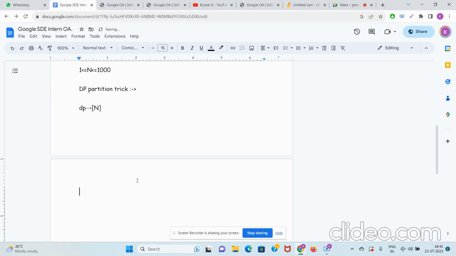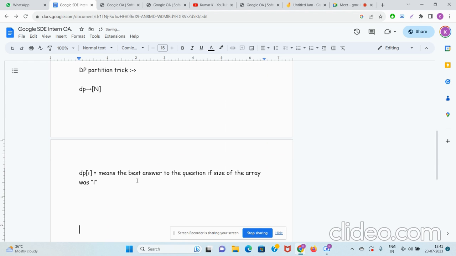Good. Then guys, what is the meaning of DP of i? DP of i generally means the best answer to the question if the size of the array was i. You can use multi-dimensional DP also depending on the use case. So it means the best answer to the question if the size of the array was i. This much you know. Good, great, nice. And guys, what do we do in the partition DP?